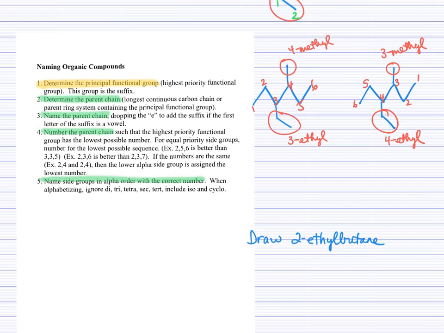And so you'll notice that, yes, there are 6 carbons in the parent chain, so this is definitely hexane. However, depending on if I number from left to right or right to left, I'm still getting both side groups off of carbons 3 and 4, and so it doesn't appear to be obvious which way to do this. So because the side groups are on the same numbered carbons, 3, 4, 3, 4, whichever way I number, now we use this last tip here, that if the numbers are the same, then the lower alpha side group is assigned the lowest number.